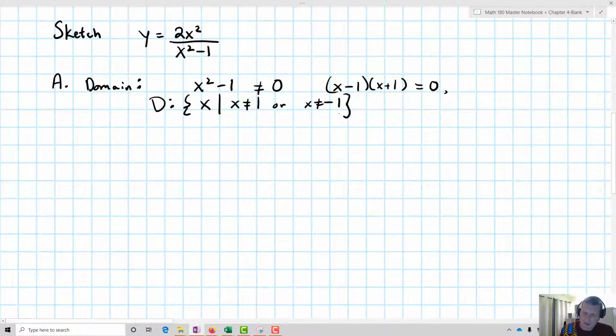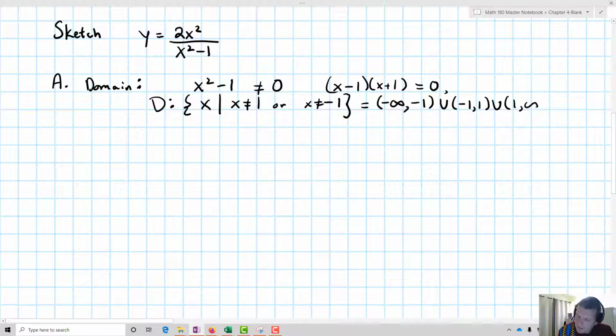Or you could also say that it's negative infinity to negative 1, union negative 1 to 1, union 1 to infinity. That's your domain. So in this case, we're going to end up with vertical asymptotes at negative 1 and 1. So that's our domain.